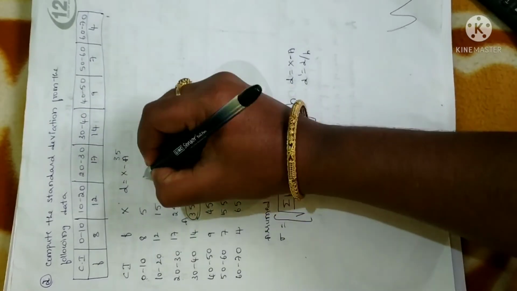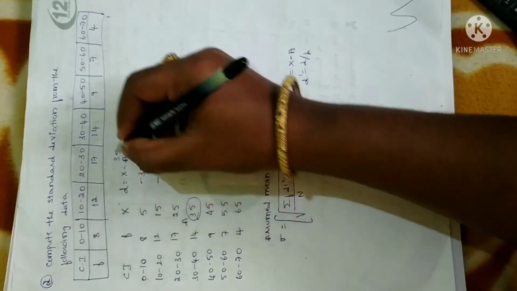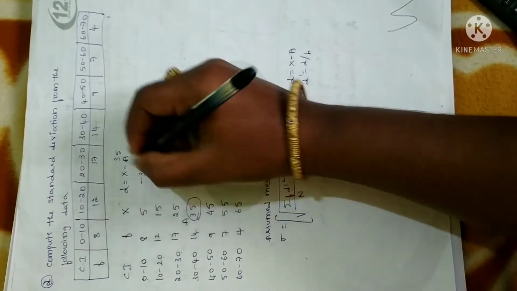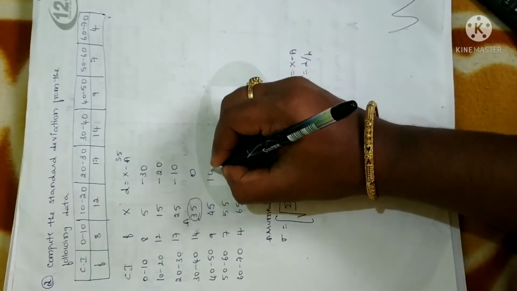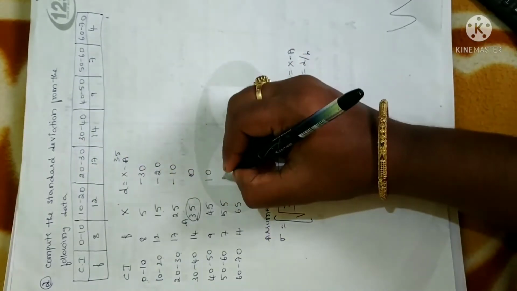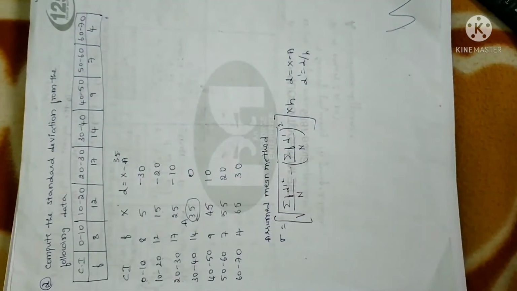So 5 minus 35 is minus 30, 15 minus 35 is minus 20, 25 minus 35 is minus 10, 35 minus 35 is 0, 45 minus 35 is 10, 55 minus 35 is 20, 65 minus 35 is 30. So I have calculated the d value.